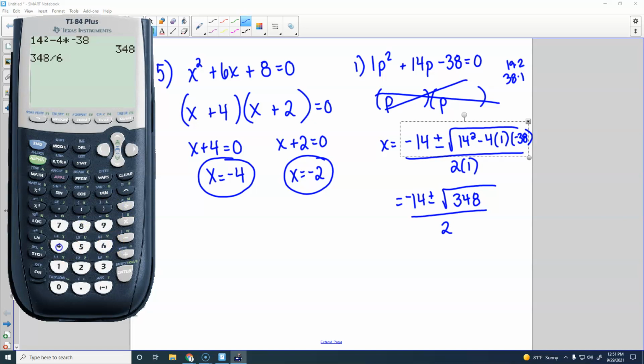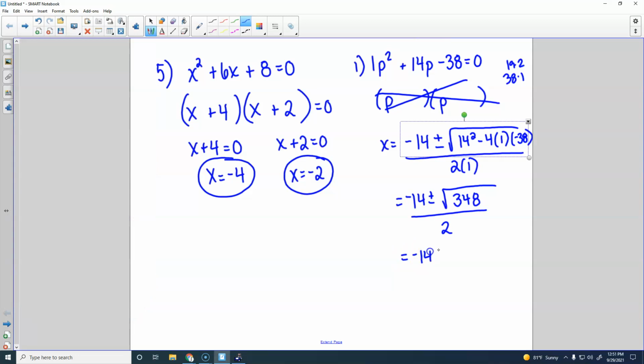Let's see what goes into it. Nope, 16, no, 38 goes into it, I know. Is it just 4? Yeah, probably so. 87's not going to break down. So you got negative 14 plus or minus square root of 4 times 87 over 2, which is negative 14 plus or minus 2 root 87 over 2.